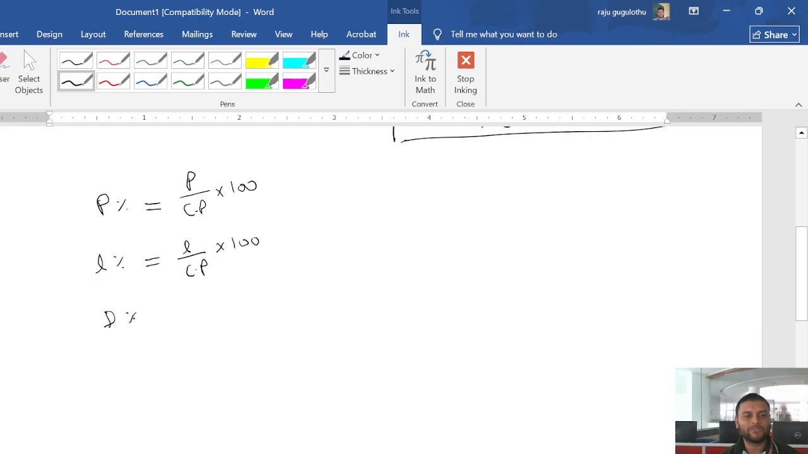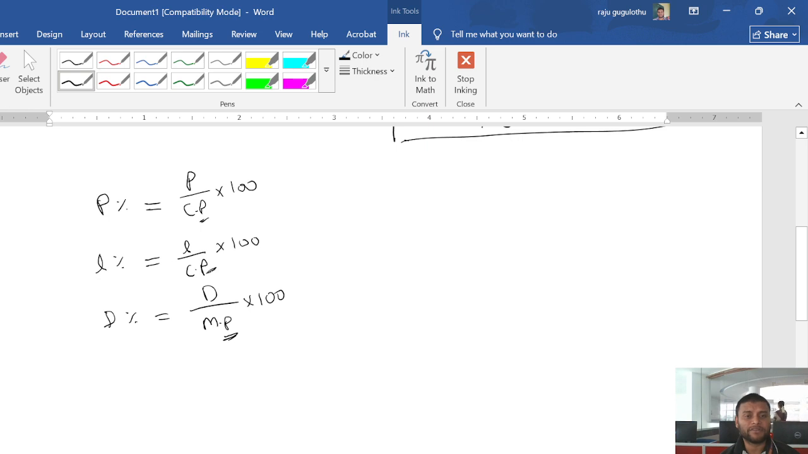Similarly, my friends, discount percentage is equal to discount divided by market price into 100. This is the discount percentage formula, friends. You can see over here, while we find discount percentage, we are having market price in the denominator. When we find profit percentage, we are having CP in the denominator.